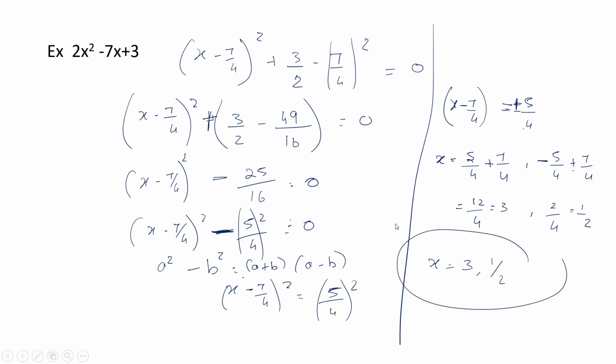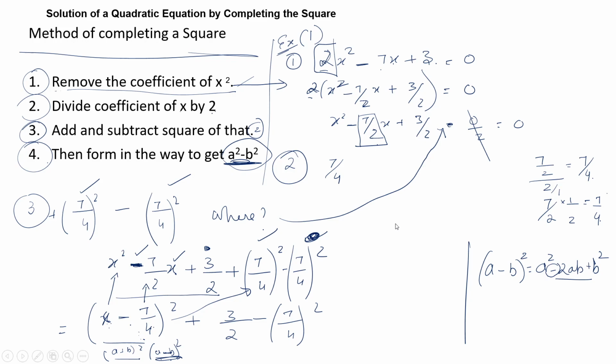So this is by using the method of completing the square. So now you just check one more time whether you can understand or not. So remove the coefficient of x square. We have to take common outside, and here the coefficient of x square is 1. Remove means it has to be 1. That is done, first step done.